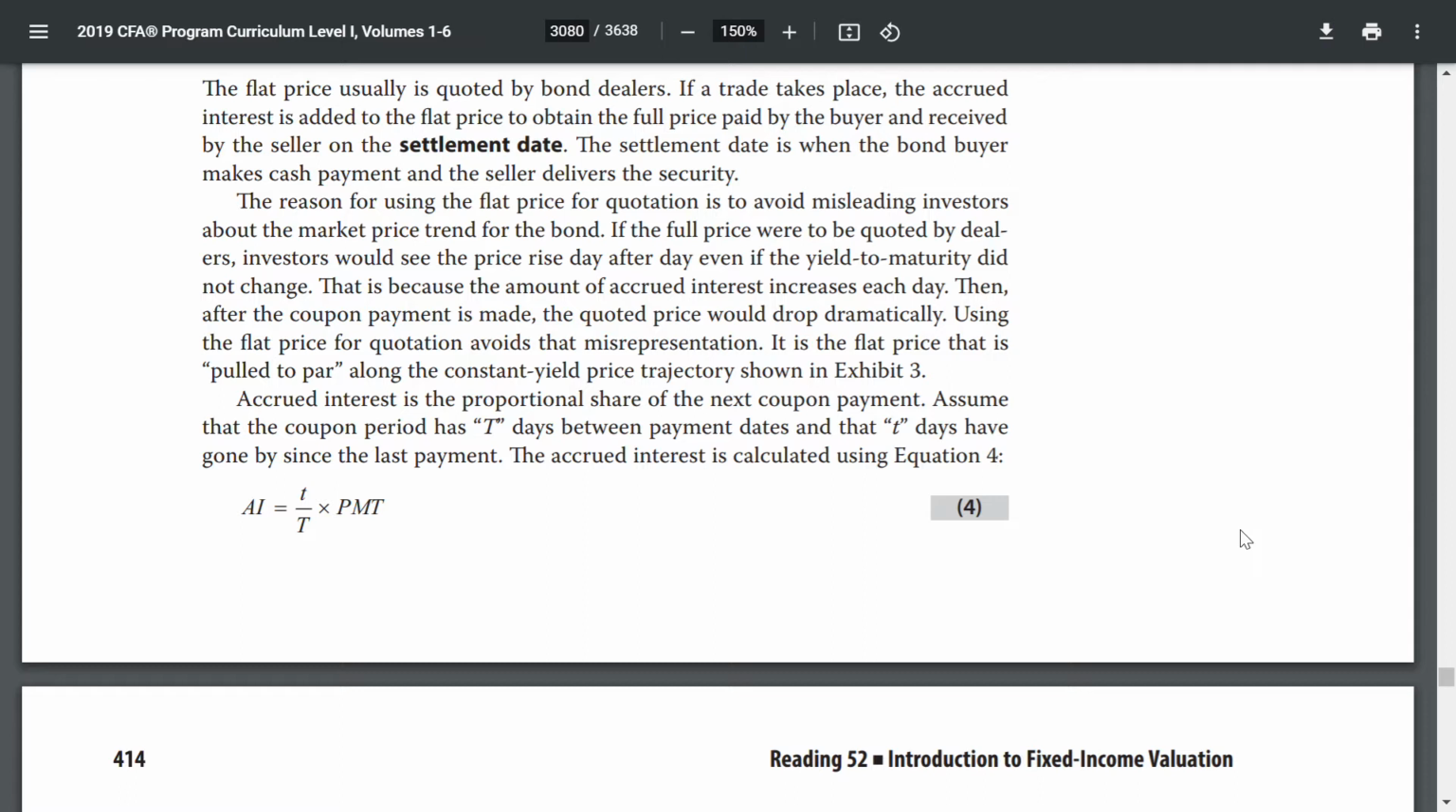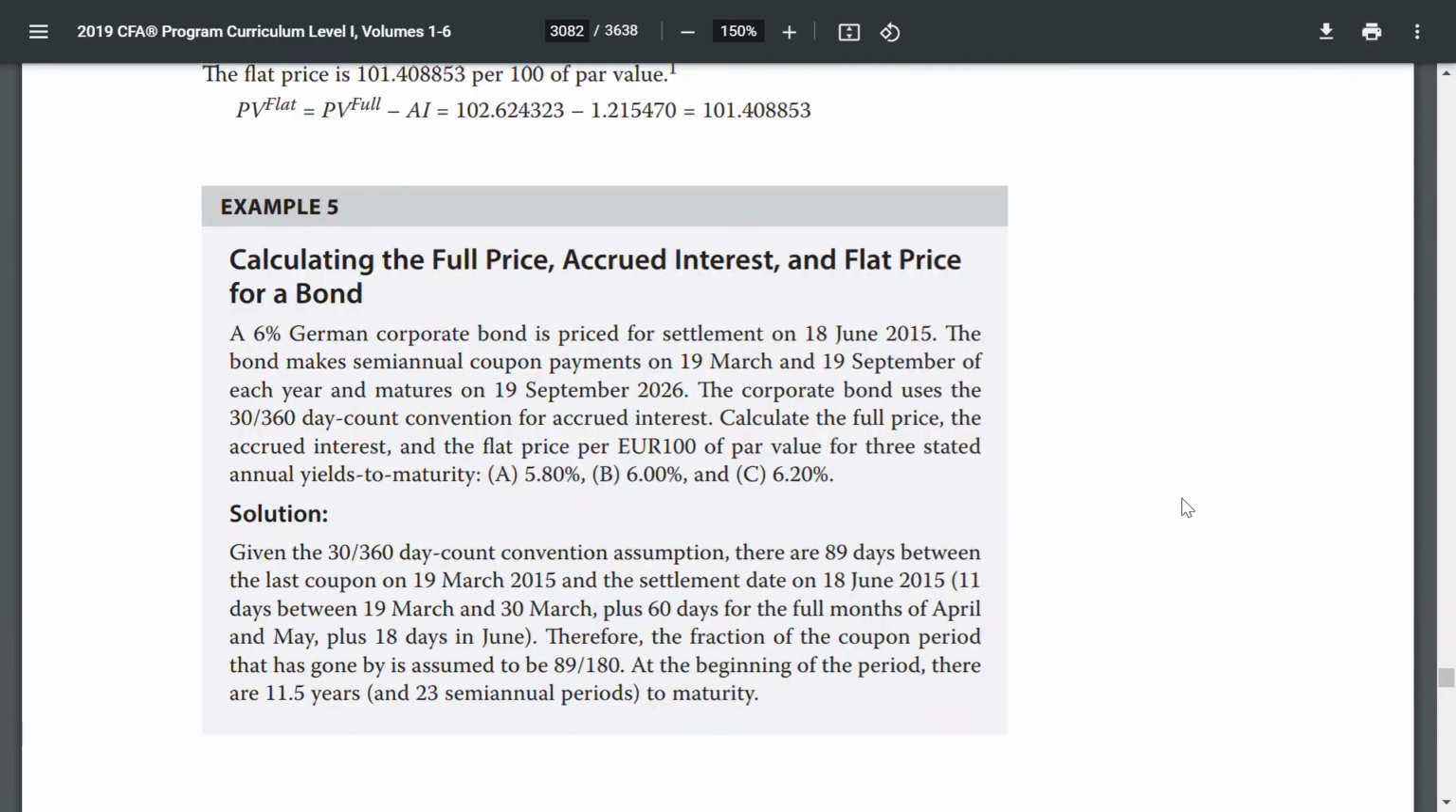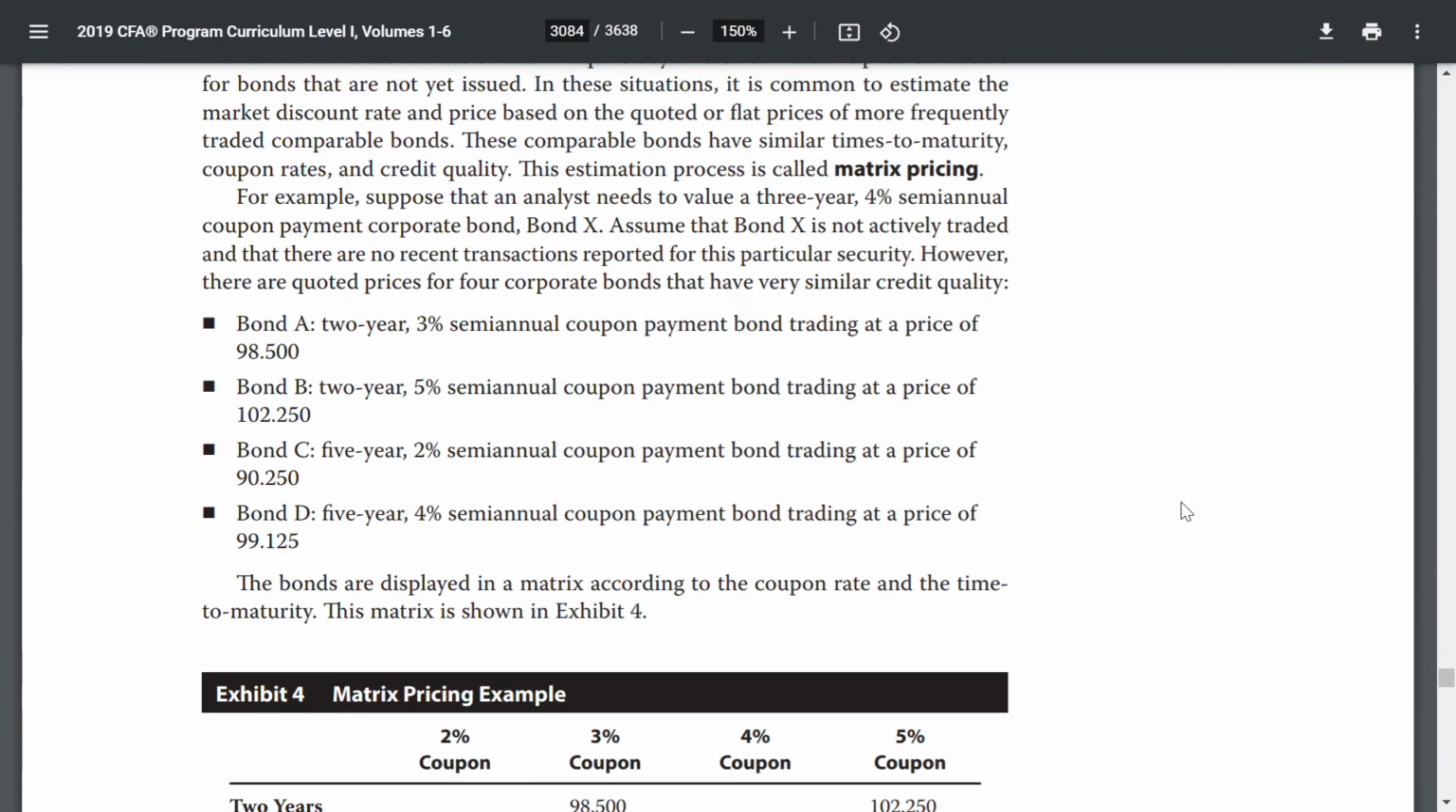If the full price were quoted by dealers, investors would see the price rise day after day, even if the yield to maturity did not change. This is because the amount of accrued interest increases each day. Then, after the coupon payment is made, the quoted price would drop dramatically. Using the flat price for quotation avoids that misrepresentation. It is the flat price that is pulled to par along the constant yield price trajectory as shown in Exhibit 3.